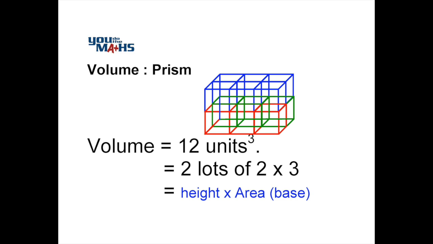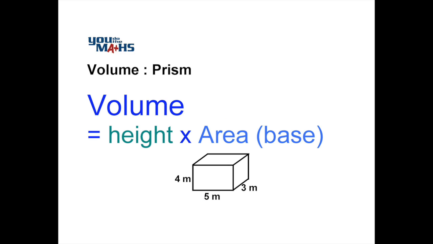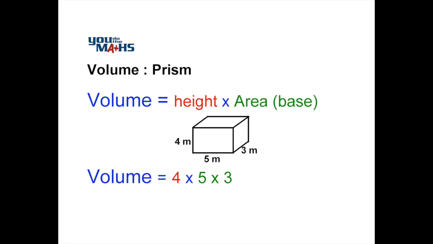Let's have a look at an example now. This shape is a rectangular prism, so we can apply the formula for the volume of a prism. We've got a height of 4 metres, and the base has an area represented by length multiplied by width because it's a rectangular base. So in this case it's 5 multiplied by 3. Altogether the volume can be calculated by determining the product of 4, 5 and 3, and that comes to 60.